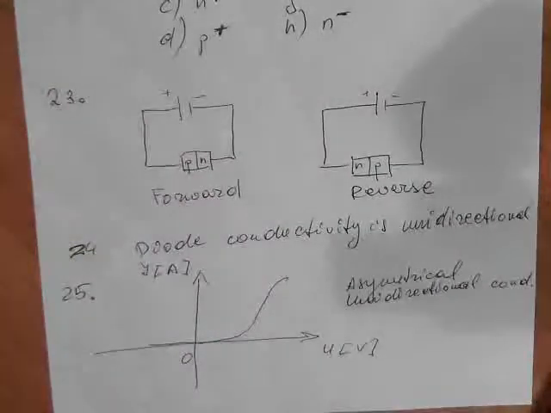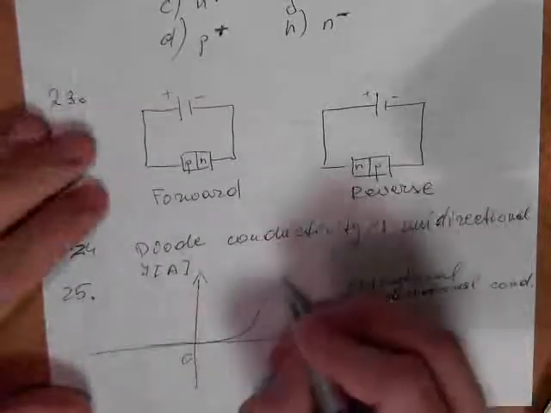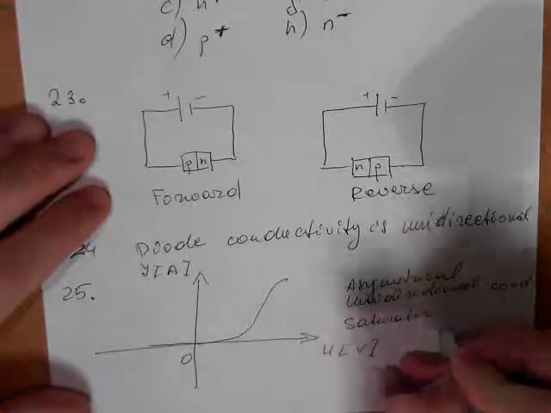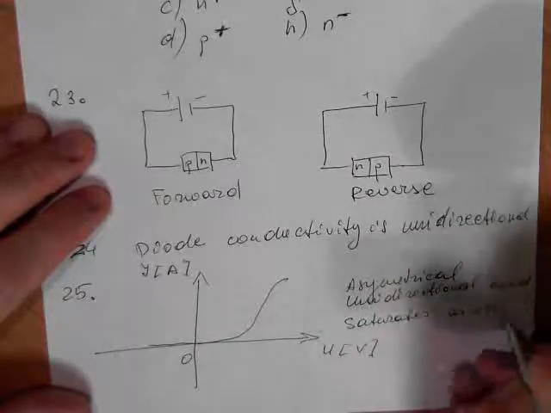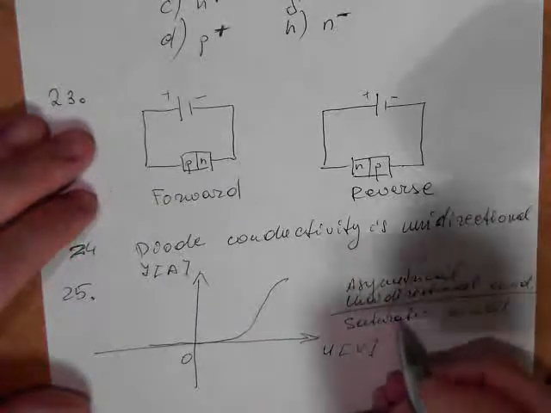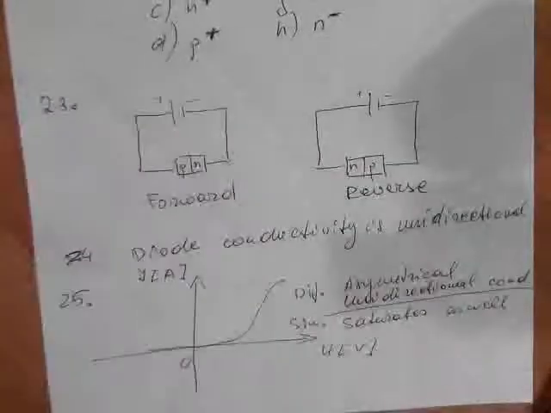This is asymmetrical. Conductivity is unidirectional, and the similarity is that it also somehow saturates as well. So these are differences, and this is the similarity, only one similarity. Number 26.